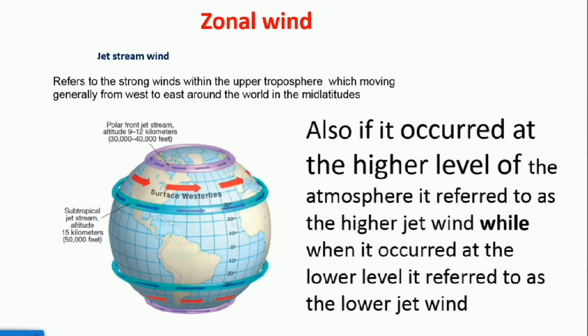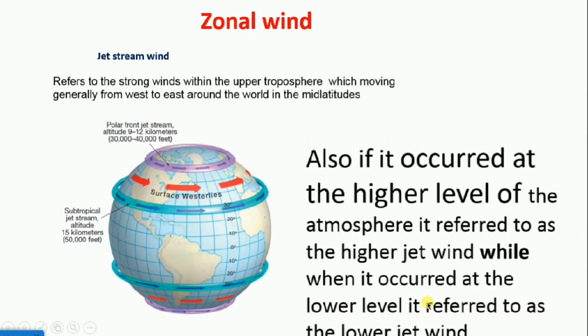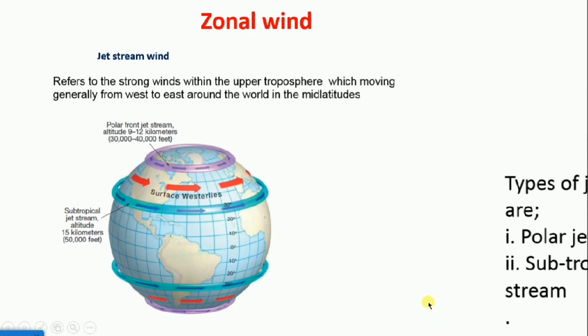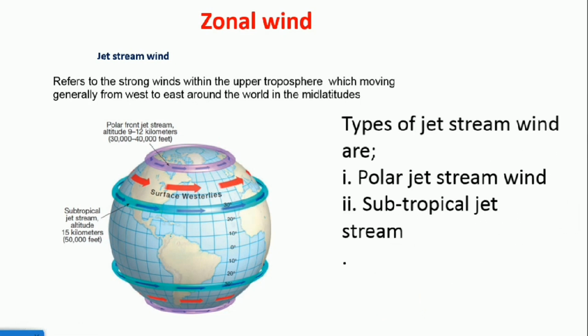Also, if it occurs at the high level of the atmosphere, it is referred to as the high jet wind, while when it occurs at the lower level, it is referred to as the lower jet wind. Types of jet wind include polar jet stream wind, which occurs in polar areas, and the subtropical jet stream wind, which occurs in tropical areas, both northern and southern parts of the equator. We experience jet stream wind, which is a type of wind moving very fast from west to east.